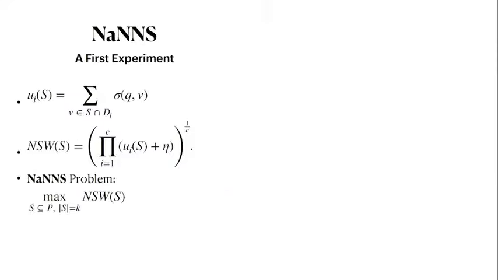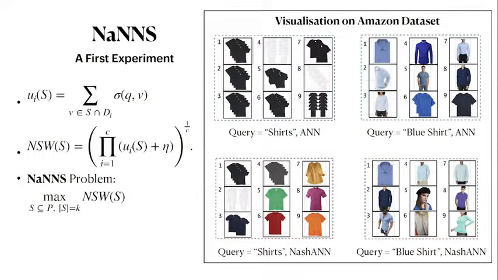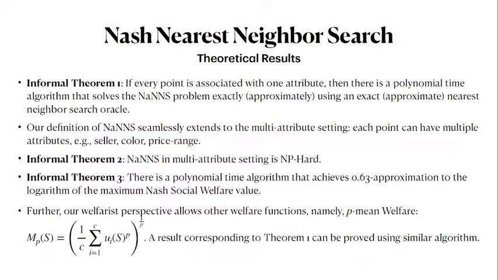So we did some experiments as well, and here's the same example of the shirts query. Nash is able to capture diversity when the query is a general query. But when we go to the blue shirt query, the specific query, Nash is able to capture a lot of relevant results, like it returns a lot of blue shirts actually. So on real world data sets as well, this seems to work. And here are some theoretical results.